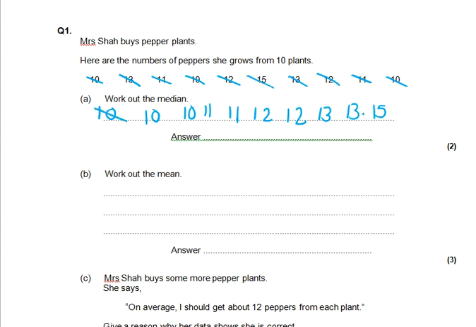So we score 1 from that end, 1 from that end, and keep going, and you'll notice that the median must lie between 11 and 12. So the number between 11 and 12 is 11.5. Question 2, work out the mean.